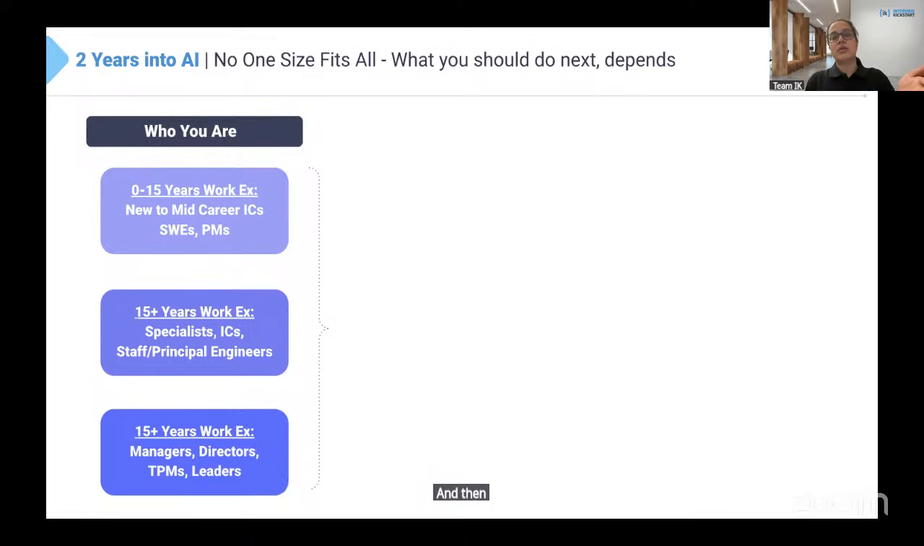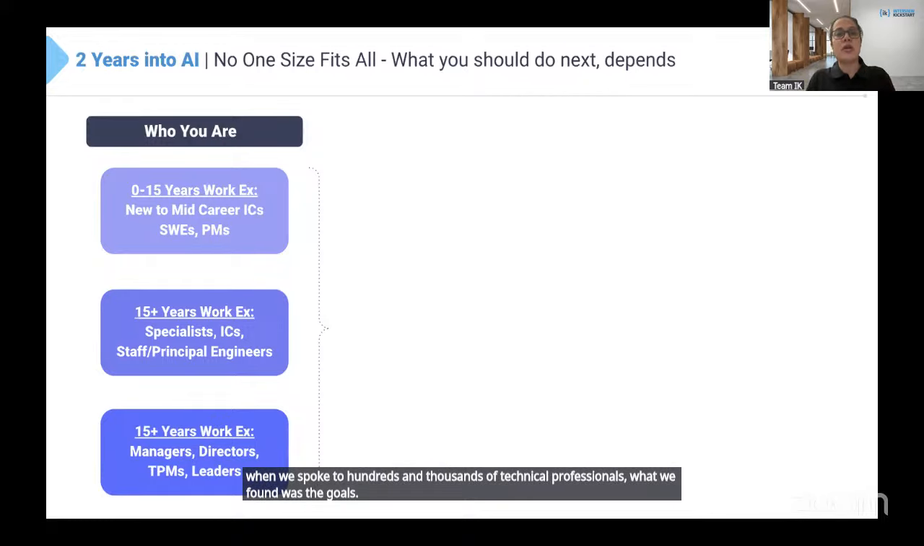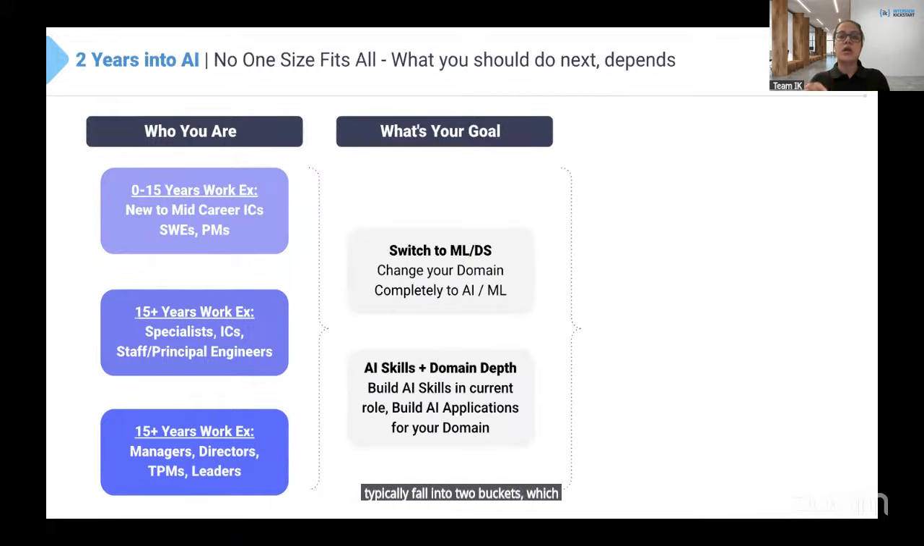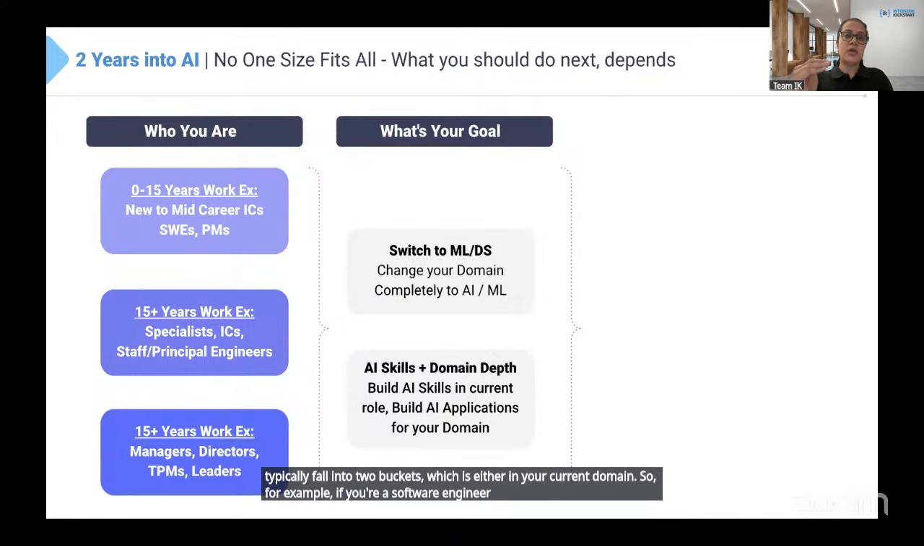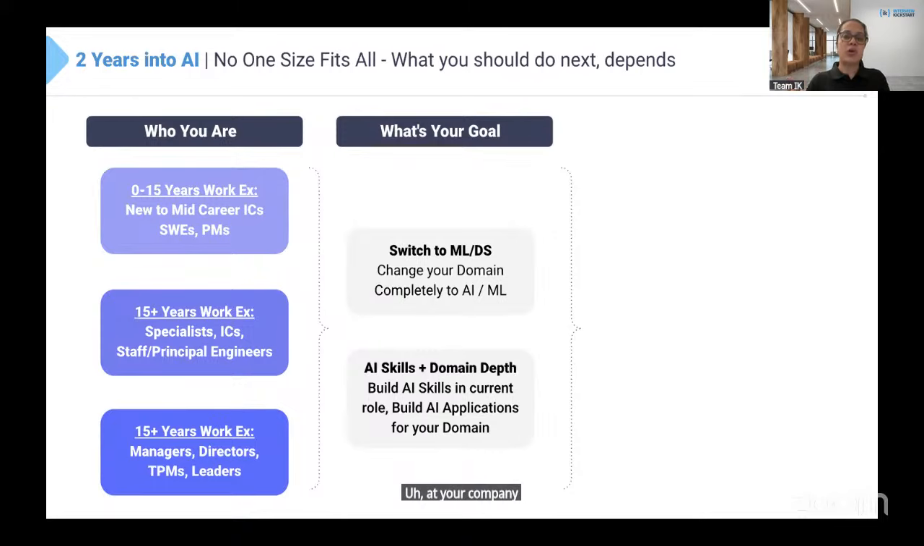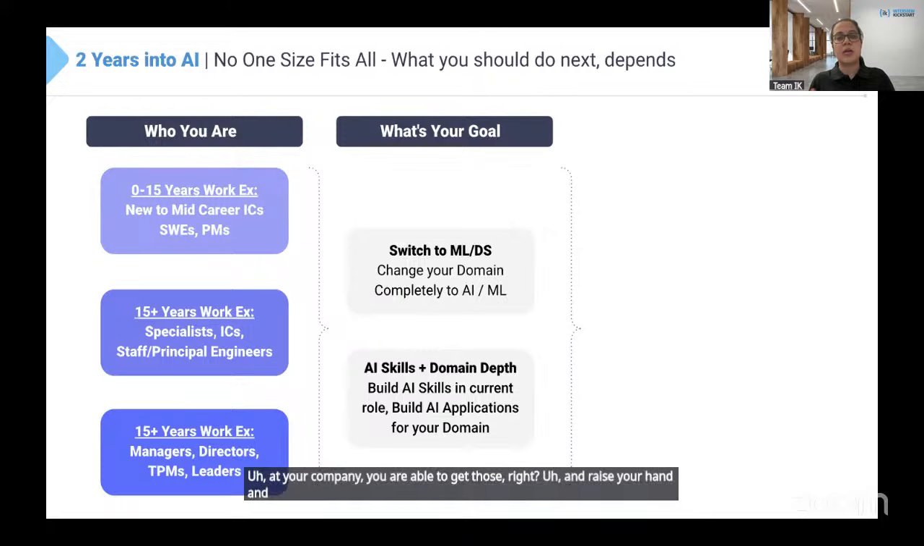And then we try to understand what are your goals. When we spoke to hundreds and thousands of technical professionals, what we found was the goals typically fall into two buckets, which is either in your current domain. So for example, if you're a software engineer, in your current domain, you want to add a thick layer of AI skills on it. You want depth in your domain, so that tomorrow, if there are AI projects up for grabs at your company, you're able to get those, right? And raise your hand and take that step and take it to scale.